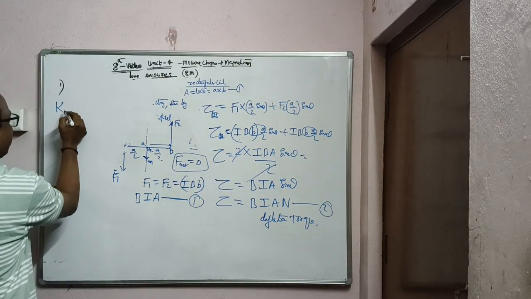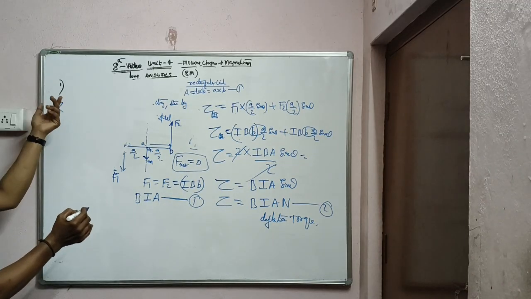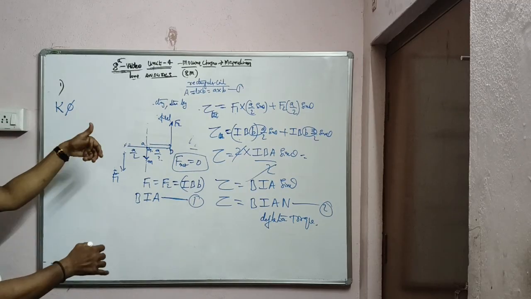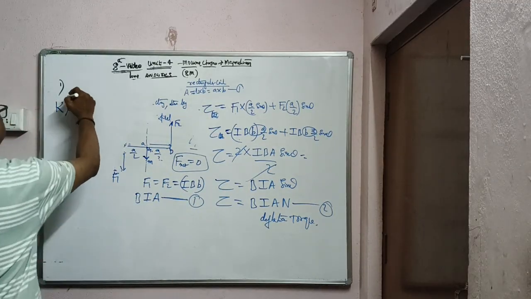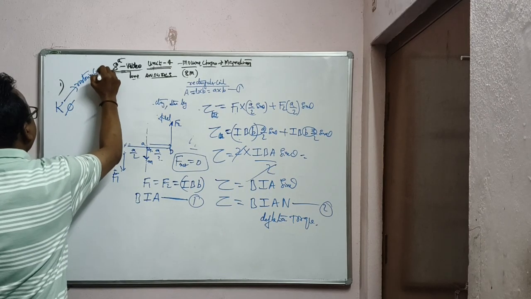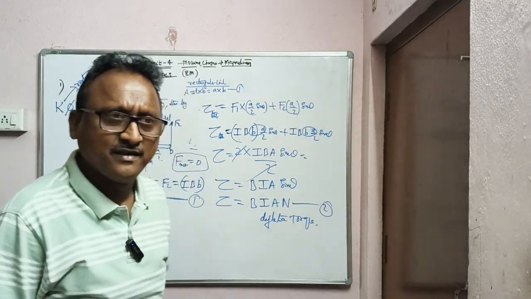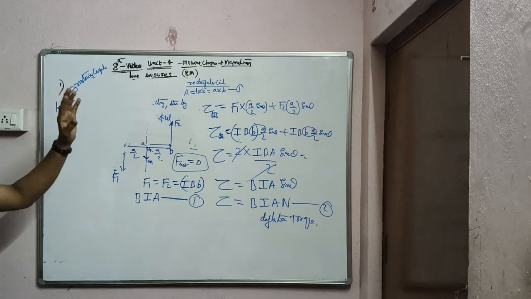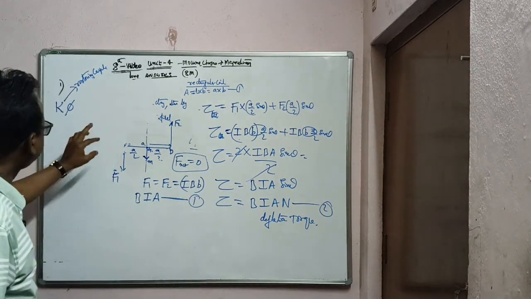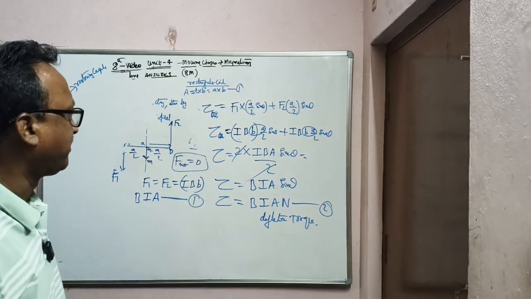Suppose K is the torsional constant, the couple per unit twist, then K into phi is the restoring couple. This is the restoring couple due to the spring, K is the torsional constant of the spring, and phi is the angle. Some books use theta. You can use theta or phi. Some books use C instead of K. You can also use K. It is up to you, whichever is feasible.